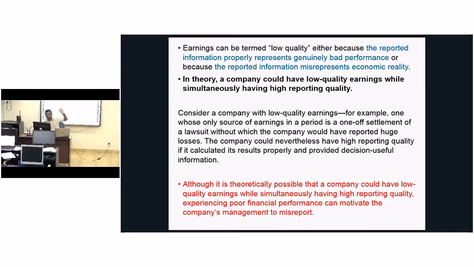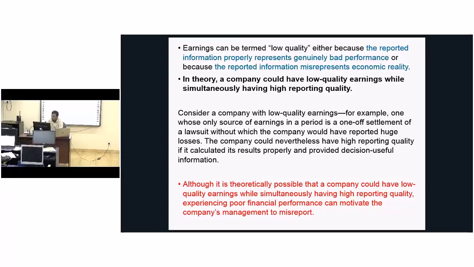They have charged it to the profit and loss account, but still they have disclosed it. Sometimes they have not taken it into earnings, but they have disclosed it. Understand? It means low earnings quality, but they have high reporting quality.